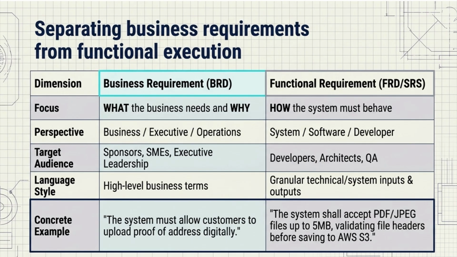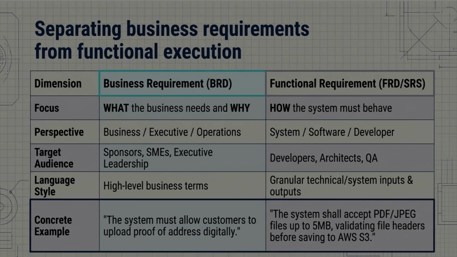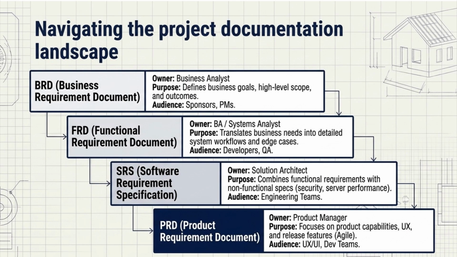Projects rely on a clear documentation hierarchy. The BRD sits at the top to define high-level goals for sponsors. Downstream, the BA translates this into an FRD to detail workflows for developers and QA. Next, the solution architect crafts the SRS for specs like security and performance. In agile environments, product managers maintain the PRD for release features.